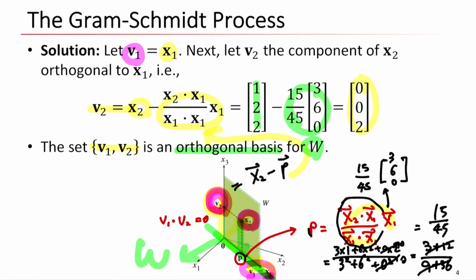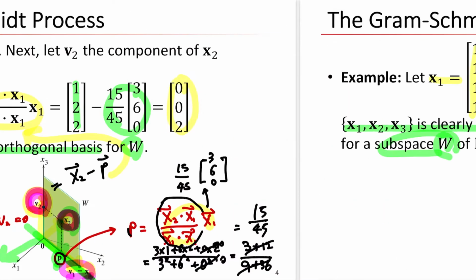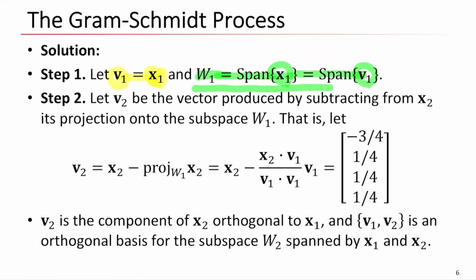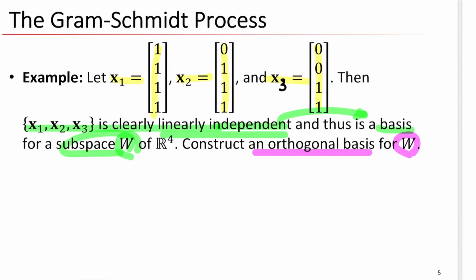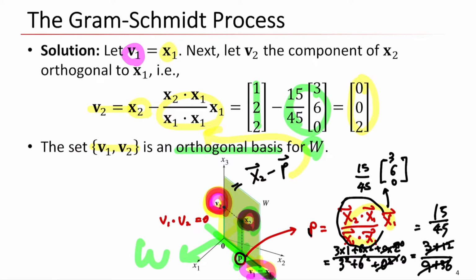And then this is the orthogonal projection of x2 onto the subspace W. So that's why we introduced the subspace concept here. Okay, so here we first introduce the subspace W1, which is equal to the span of x1, or the span of v1. And then what we want to do next is find v2, which is orthogonal to x1, or to W1.